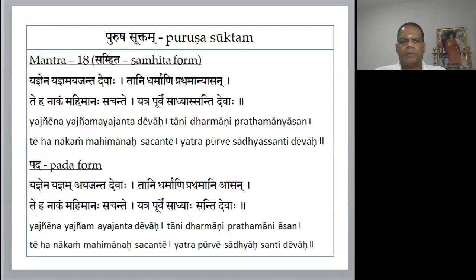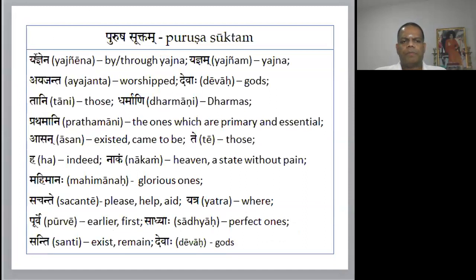Now we look at the word-to-word meaning. Yajnena. Yajna is the simple noun. Yajnena is the third form, the third vibhakti, so by or through yajna. Yajnam is the second vibhakti, the object form of yajna. Ayajanta is the past tense of the word yaj, third person plural. In Sanskrit, it's called Prathama Purusha, Bahuvachana. So it's plural of the third person.